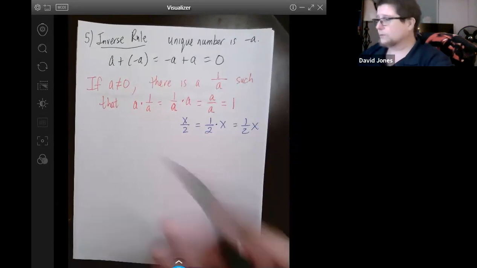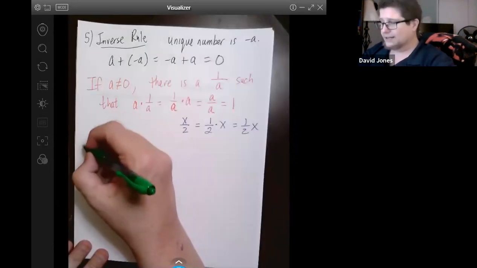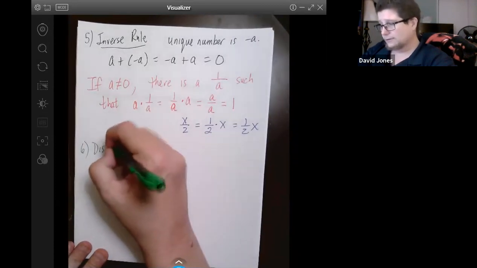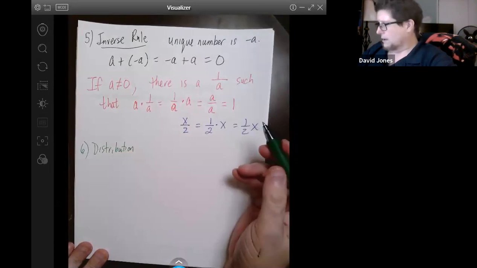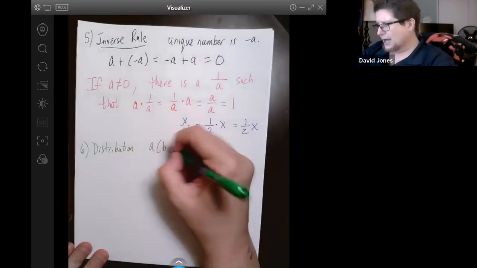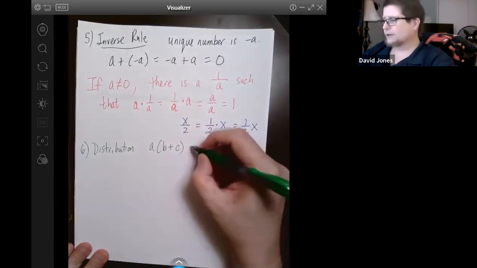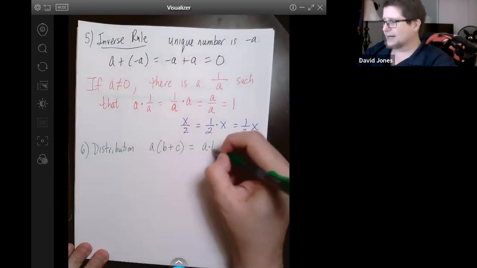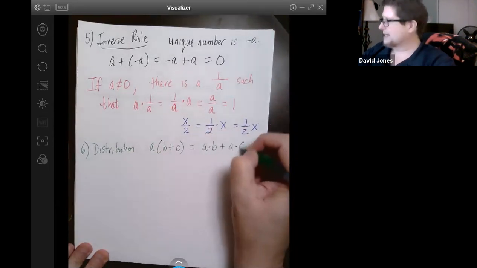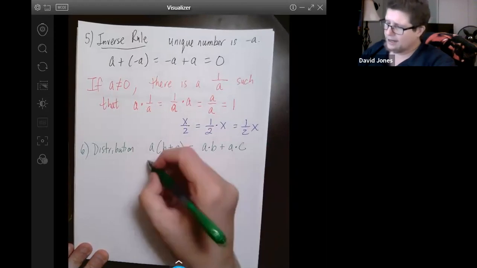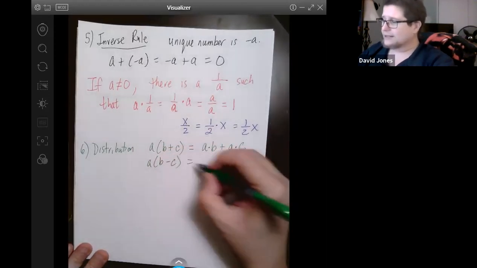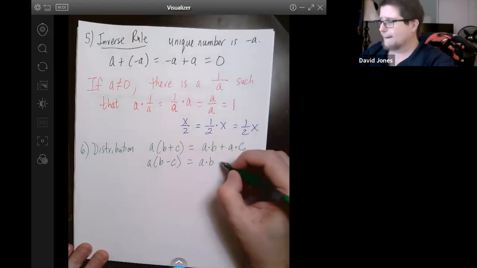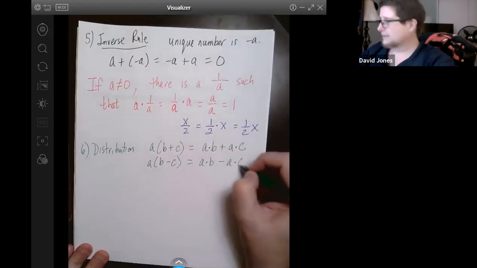Our next rule, we've got distribution. And here we've got a times (b plus c) is the same thing as a times b plus a times c. And here we can actually have a negative in there. If we have a negative in there, this is the same thing as a times b minus a times c.